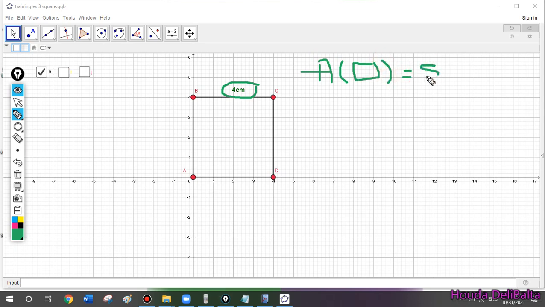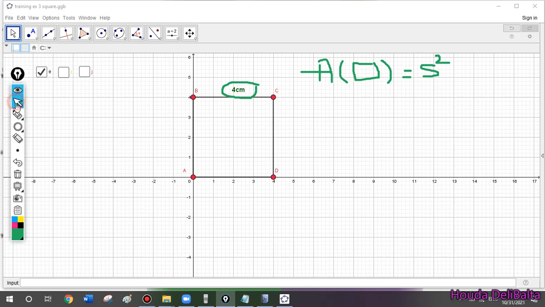In the previous video, we talked about the area of a square using the diagonal, and it was diagonal squared over 2 instead of side squared. Now, why am I talking about the area?